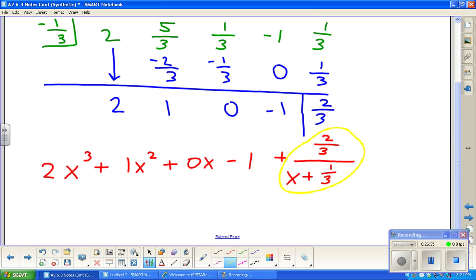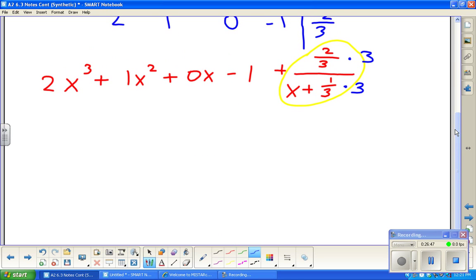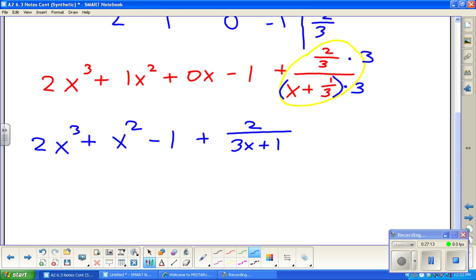Yeah. So sometimes you just need to clean that up. If I were to multiply this by 3, as long as we do the whole bottom by 3, we can clear those fractions out. So this is where using this method is a little messier. So we have 2x cubed plus x squared minus 1. And then if we multiply that fraction top and bottom by 3, what do we get? This is a 2 over 3x plus 1. Got to distribute the 3 to both. So that would be the final answer without complex fractions in it.